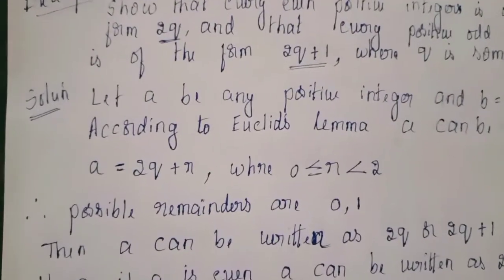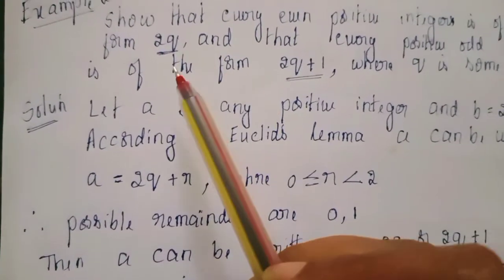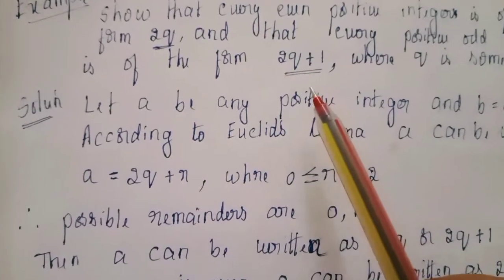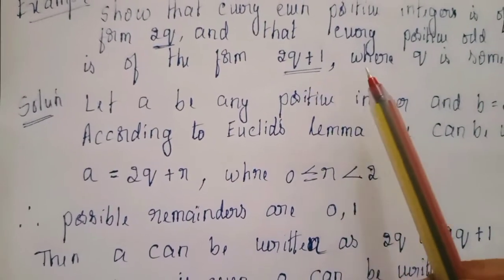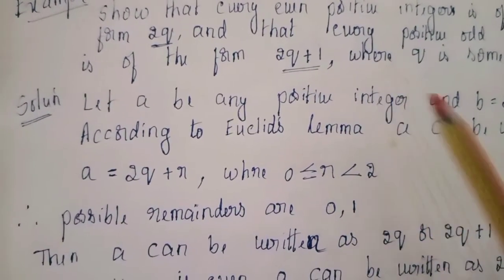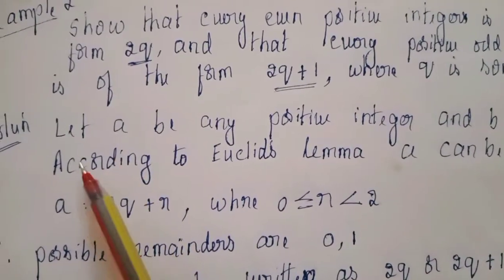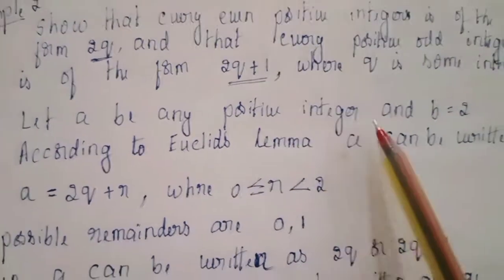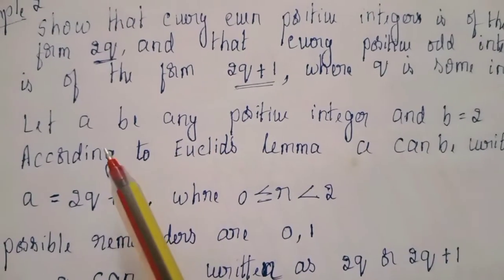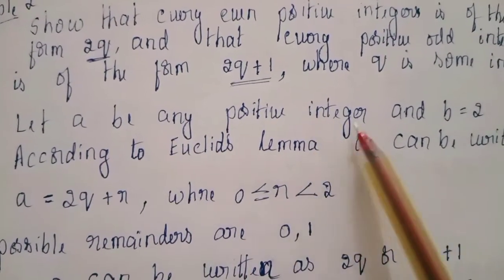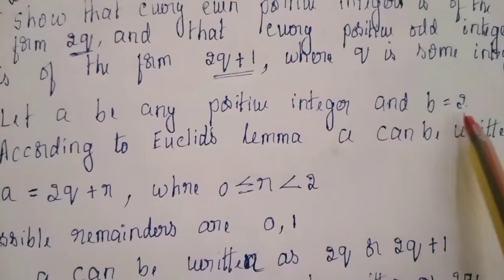So we have to use the lemma and explain. We can write in 2q form if it is an even number, and we can write in 2q plus 1 if the number is odd. So let us consider, let a be any positive integer and b equal to 2.